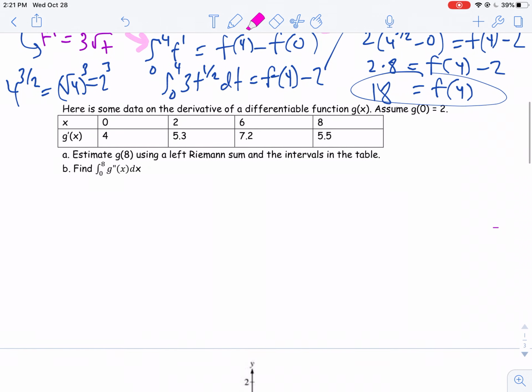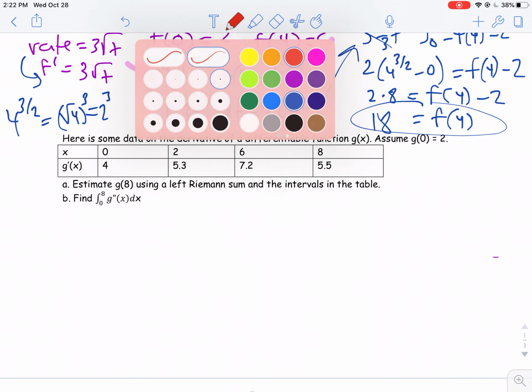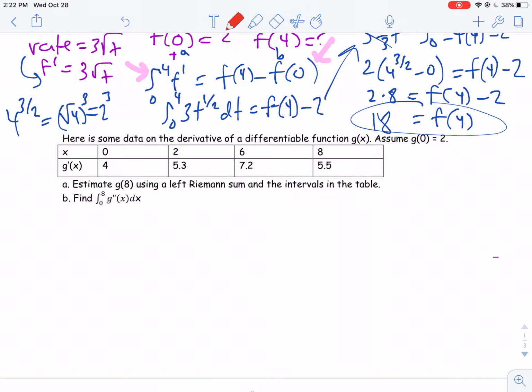Here's one where you have a table of data. But you're going to use the same setup, right? All of these problems you use the fundamental theorem. So in this case, they tell you g of 0 is equal to 2. But instead of giving you an equation for g prime, they give you a table of g prime. And we're asking you to estimate g of 8.